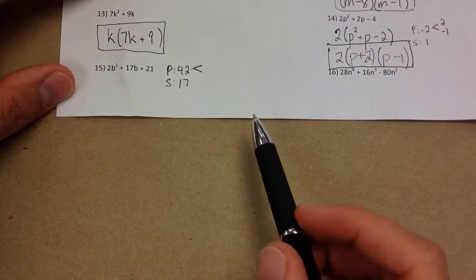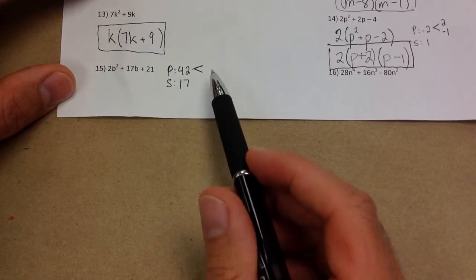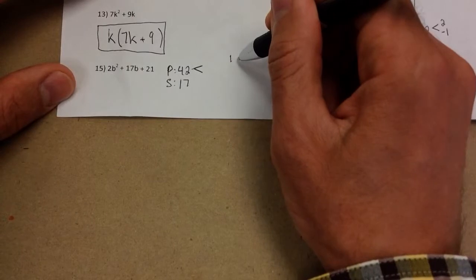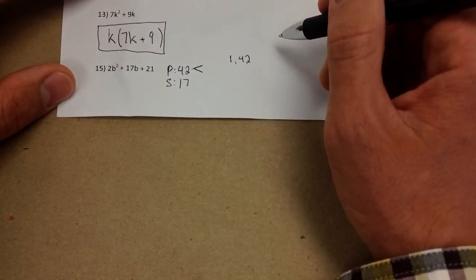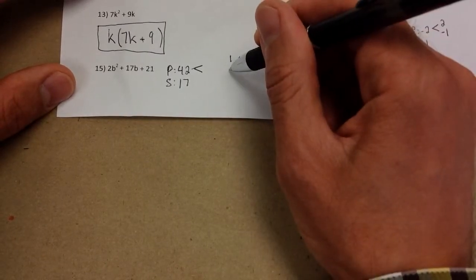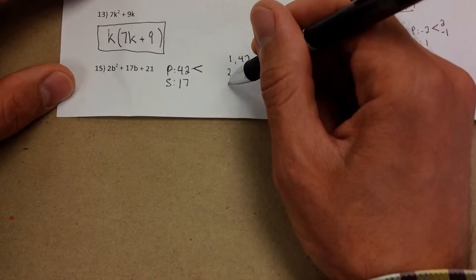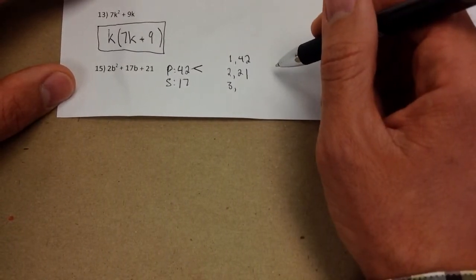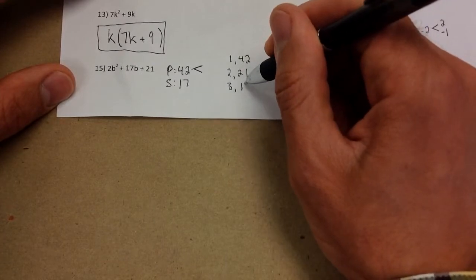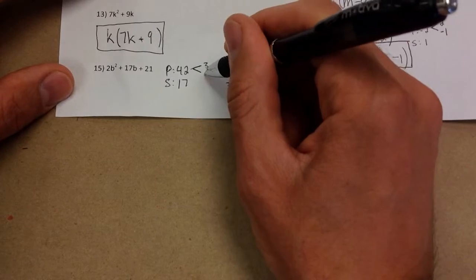Now we have to find two factors of 42 that add up to 17. If you don't know, start listing the factors. For example, 1 and 42. Well, that's not going to add up to 17. 2 and 21. Not going to work. 3 and 14. That works. So those are our two numbers.